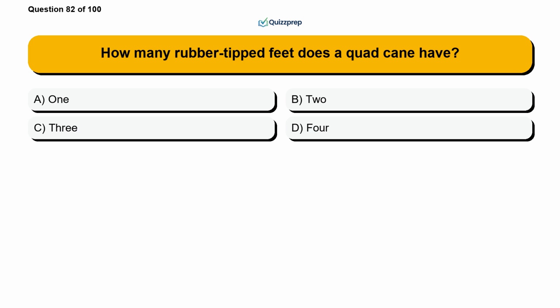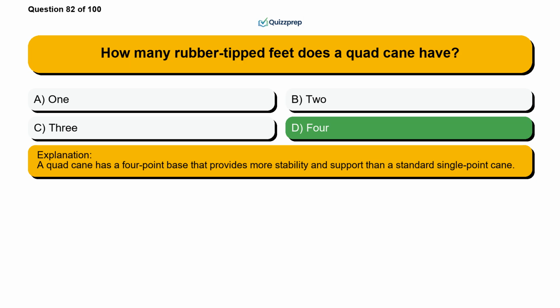Question 82. How many rubber-tipped feet does a quad cane have? Option A, 1. Option B, 2. Option C, 3. Option D, 4. The correct answer is option D, 4. A quad cane has a 4-point base that provides more stability and support than a standard single-point cane.